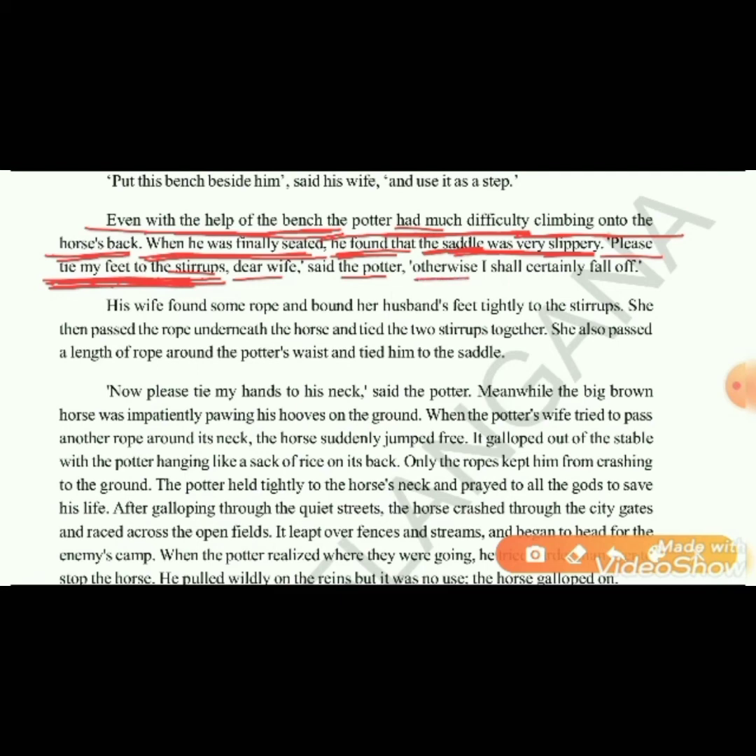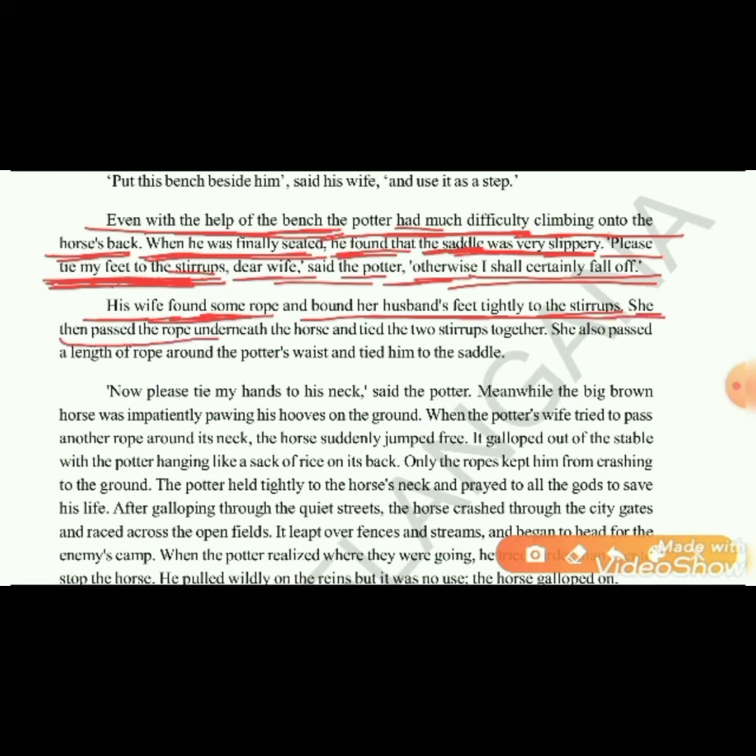His wife found some rope and bound her husband's feet tightly to the stirrups. So the wife searched for some ropes, found some in the stable, and tied his feet to the stirrups of the horse very tightly. She then passed the rope underneath the horse and tied the two stirrups together.